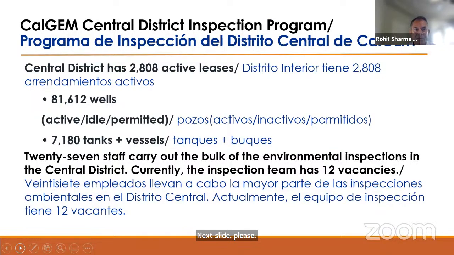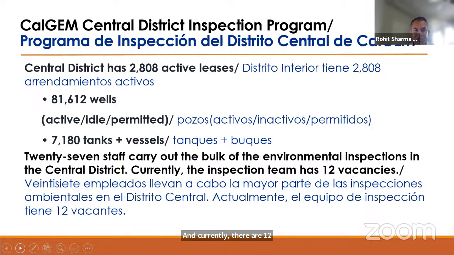So here is an overview of Central District's engineering field. Inland has around 2,808 active leases, over 81,000 wells that are active, idle, and permitted, and over 7,000 tanks and vessels. Currently, there are 27 field staff who carry out all of these environmental inspections in the Central District, and currently there are 12 vacancies in the field engineering team.